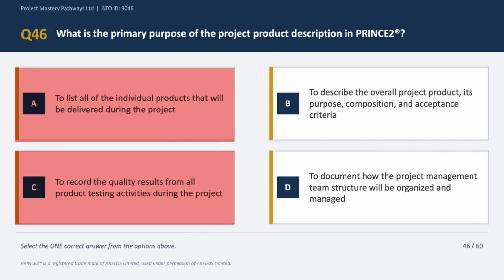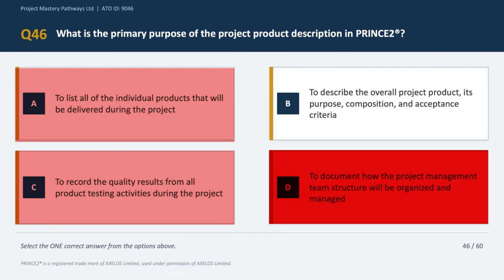Let's look at option D, which says to document how the project management team will be organized. Now that relates to the organization practice deliverables such as the project management team structure and the role descriptions. So we can eliminate option D as well.